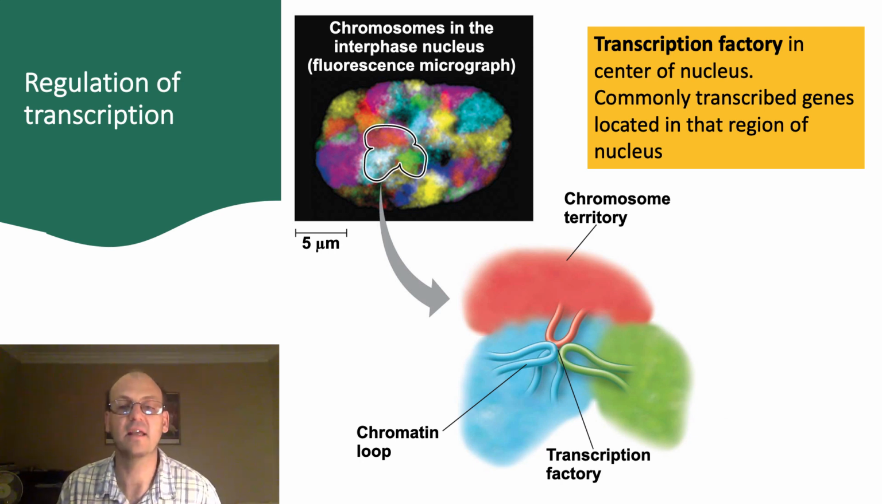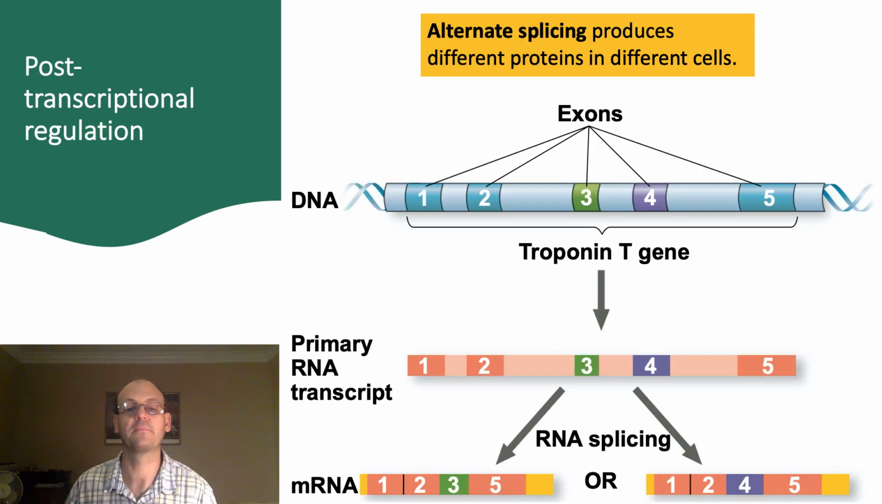Recent research has increasingly found that within the nucleus, each chromosome has a particular region in which it's located. Additionally, particular parts of the nucleus serve as transcription factories with concentrated reagents necessary for transcription. These tend to be located toward the middle of the nucleus, and so genes that are frequently transcribed are also located in that region, and genes that are less frequently transcribed are on the periphery of the nucleus.